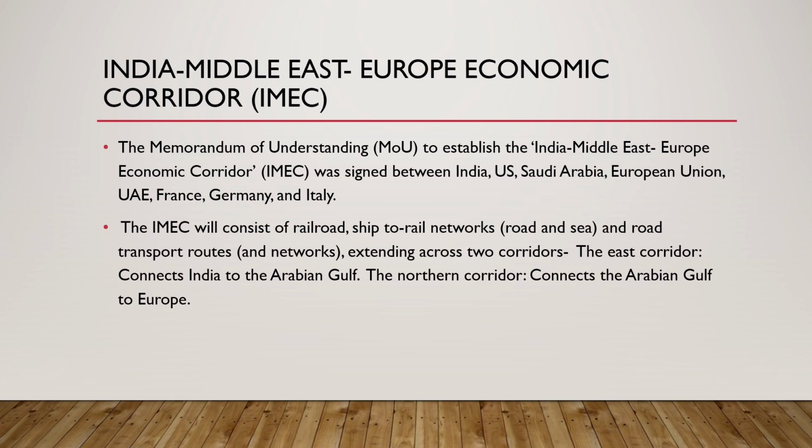About IMEC, IMEC will consist of railroad, ship-to-rail networks, and road transport routes and networks extending across 2 corridors. The East Corridor connects India to the Arabian Gulf. The Northern Corridor connects the Arabian Gulf to Europe. So it is basically a connectivity project which connects India to Europe through the Middle East region.